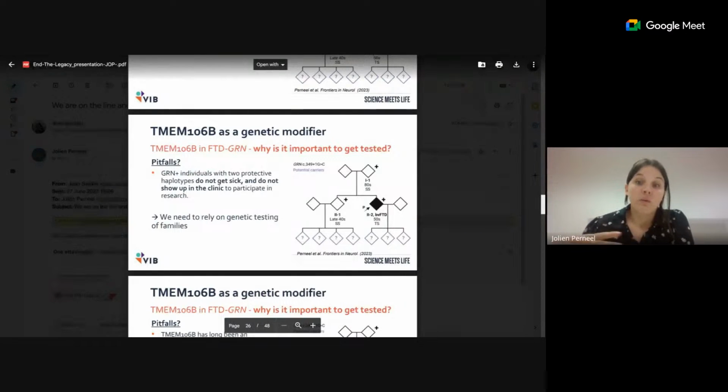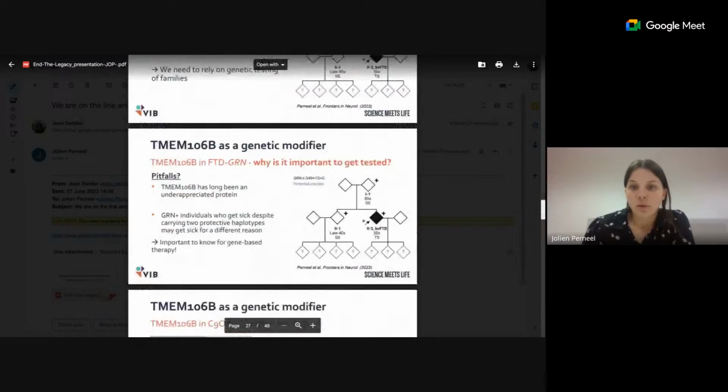But also, if we understand how having two protective haplotypes of TMEM106B protects against disease, we may try to mimic this as a therapy. The pitfall here is that progranulin carriers with two protective haplotypes do not get sick, and they also normally do not show up in the clinic to participate in research, which is why we need to rely on genetic testing of families to actually gather information about these individuals.